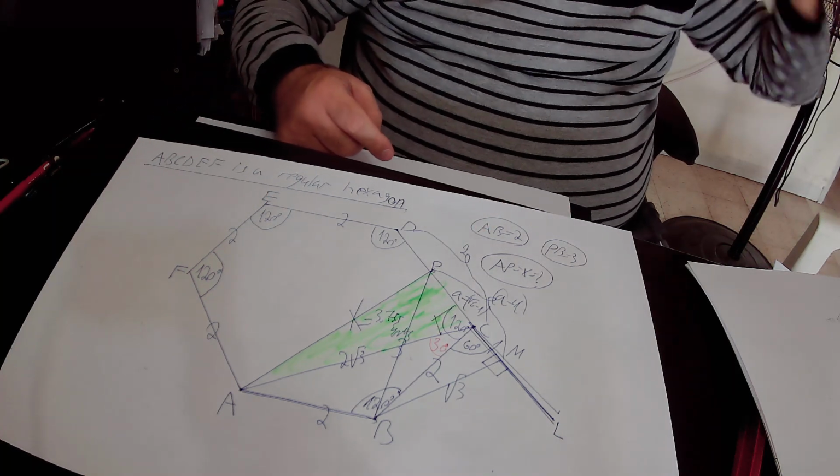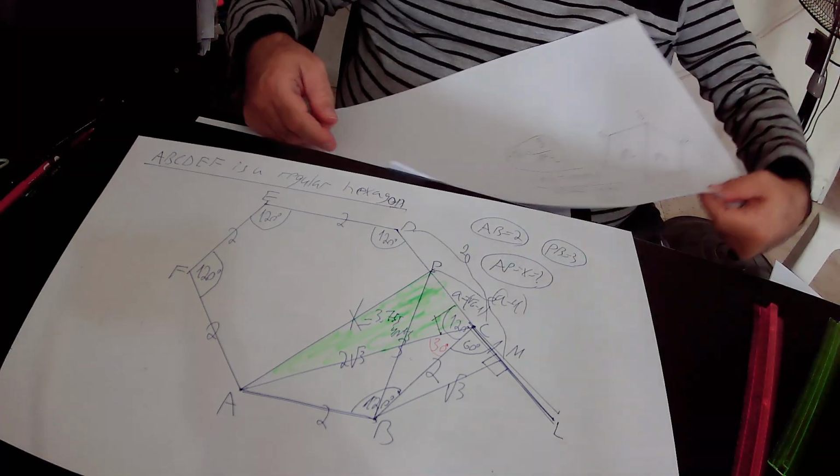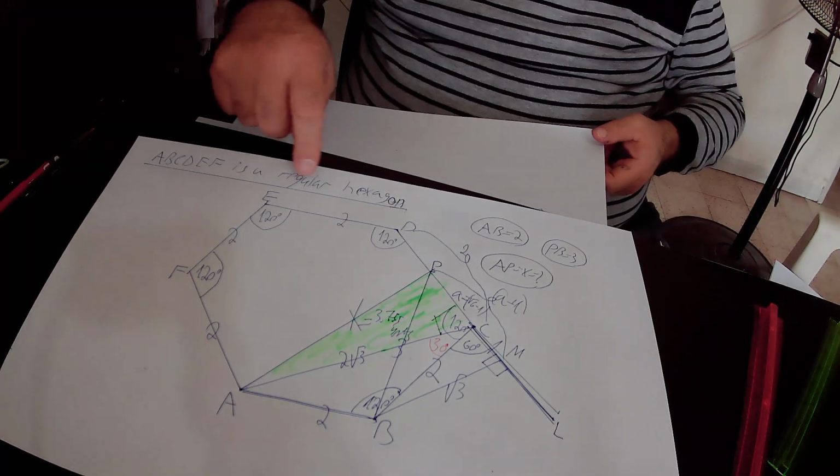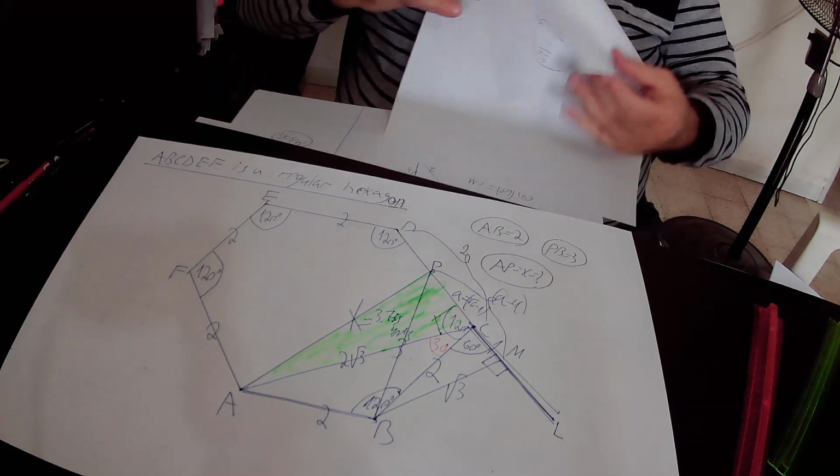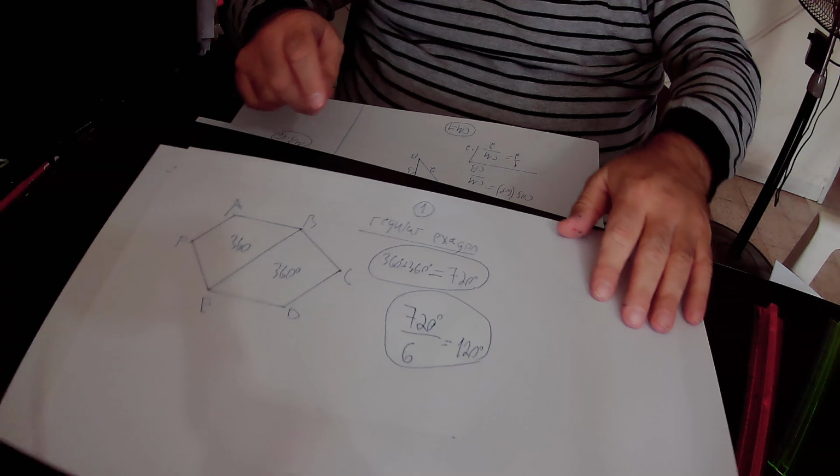In the next step, we will find the sum of the angles in this regular hexagon or in any other regular hexagon. So here we have regular hexagon ABCDEF.